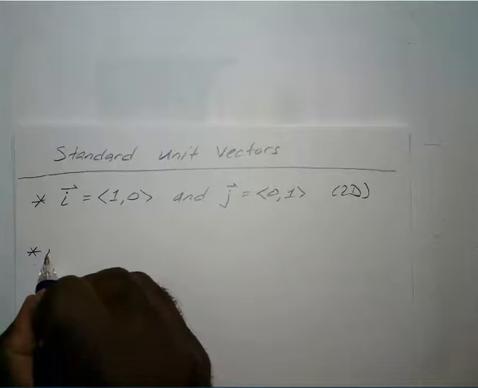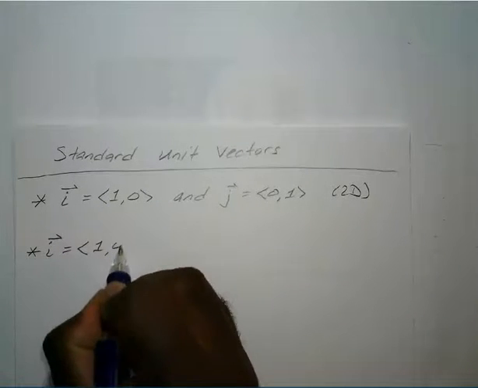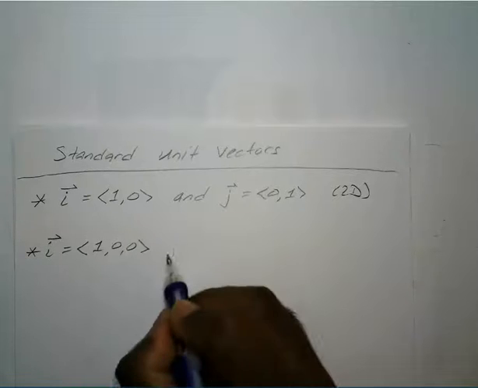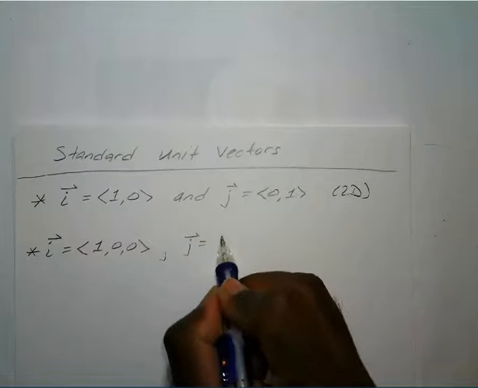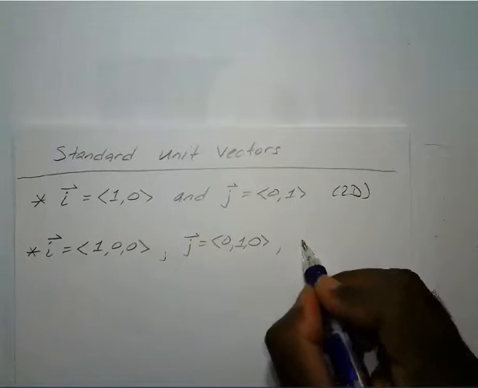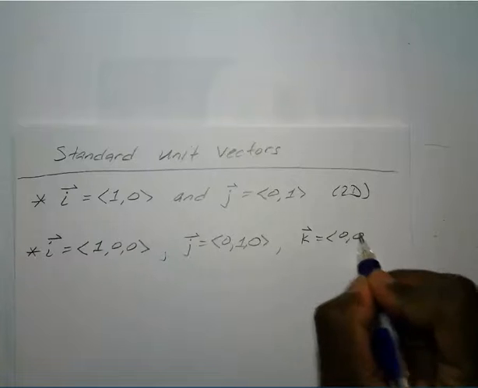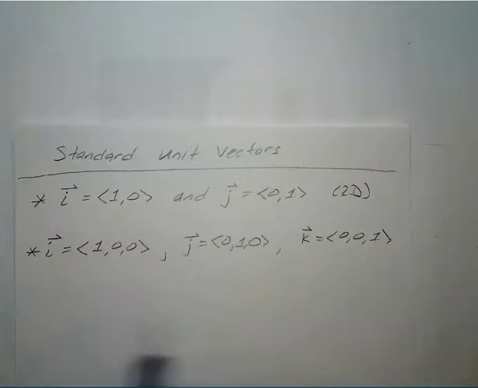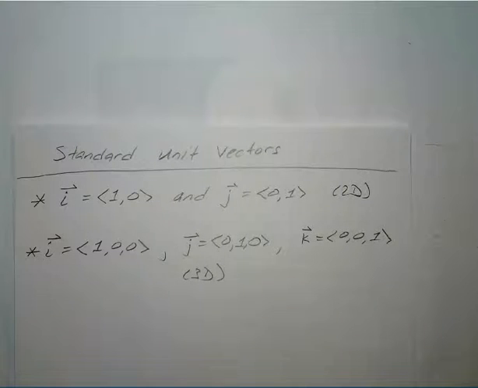But we have our i vector is (1, 0, 0). Our j vector is (0, 1, 0). And our k vector is (0, 0, 1). And that's in 3 dimensions. Okay, so those are our unit vectors.